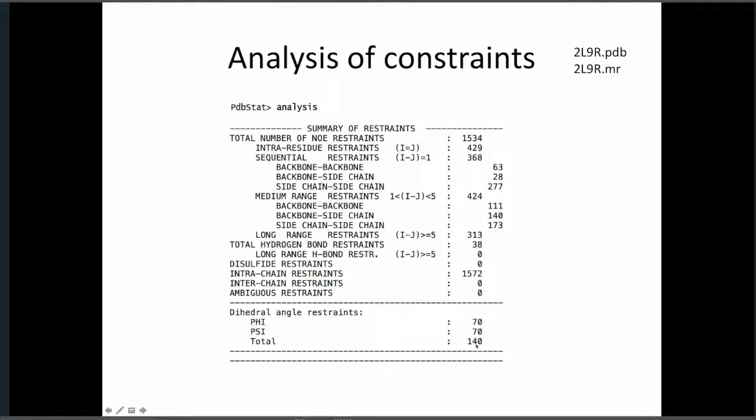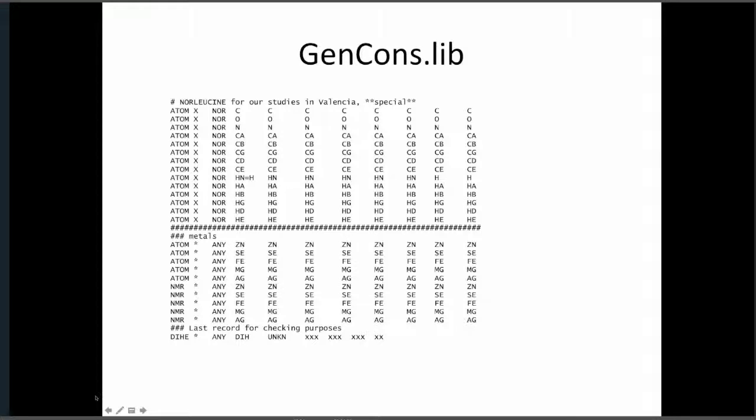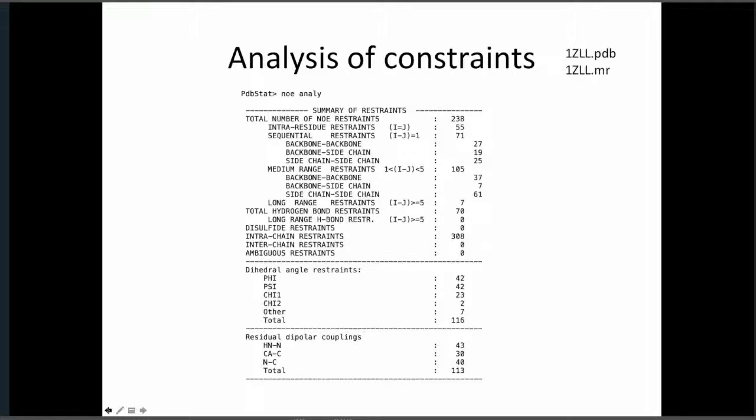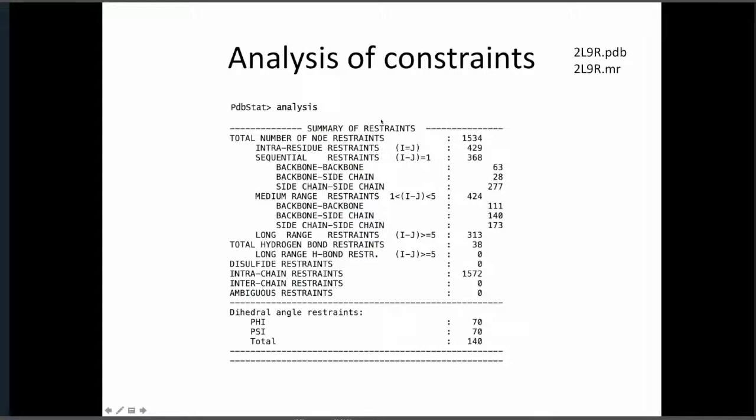So if you apply, for example, I did this application for two models just for you to see. For example, for the 2L9R that you can find at the PDB database, you read the coordinates, you read the constraints, you apply the cleaning, and then, no, sorry. This is only a summary of the constraints, not the constraint satisfaction. Here, this is just a summary.